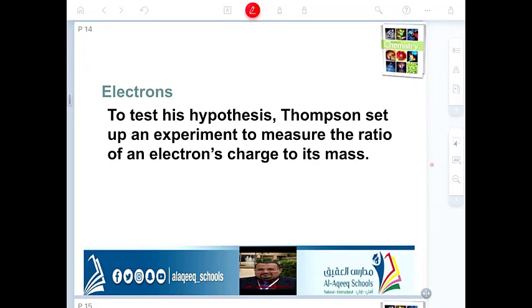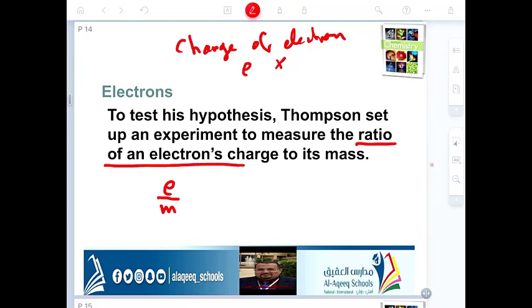And also, he could measure something else. He needed to measure the charge of the electron. This electron he discovered, he needed to measure its charge, how many coulombs. But he couldn't. By some equations, he could find out the ratio between the charge of the electron and its mass, e over m. By his experiment, he measured the ratio of the electron's charge to its mass, e over m, only.